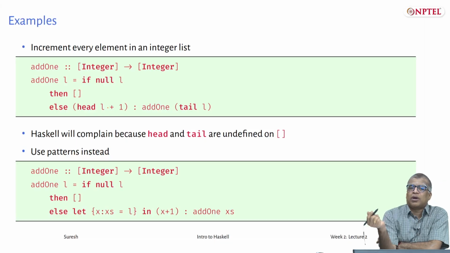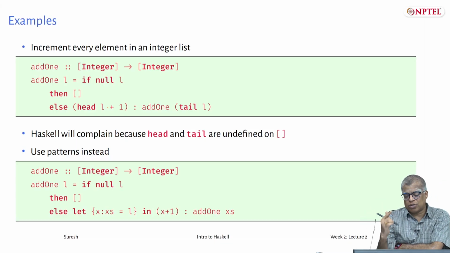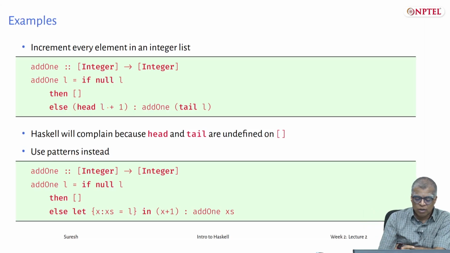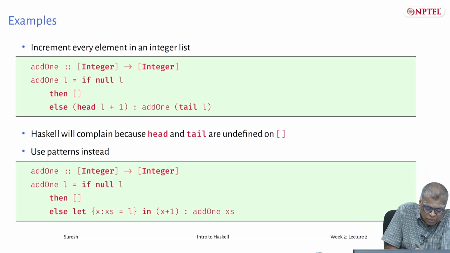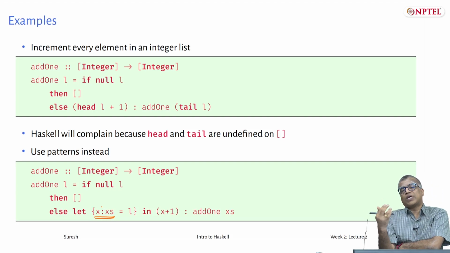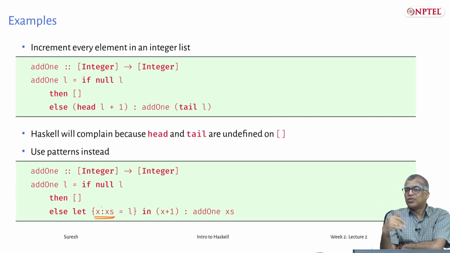Recall that we talked about let, etc. and I also said that let can be used as just a part of an expression. So you say that if null L, then the value is the empty list, else you decipher L as x colon x's. Okay, so you say let x colon x's equals L. This is one nice thing about let as well as where. The left hand side need not just be a variable name, it could also be a pattern.